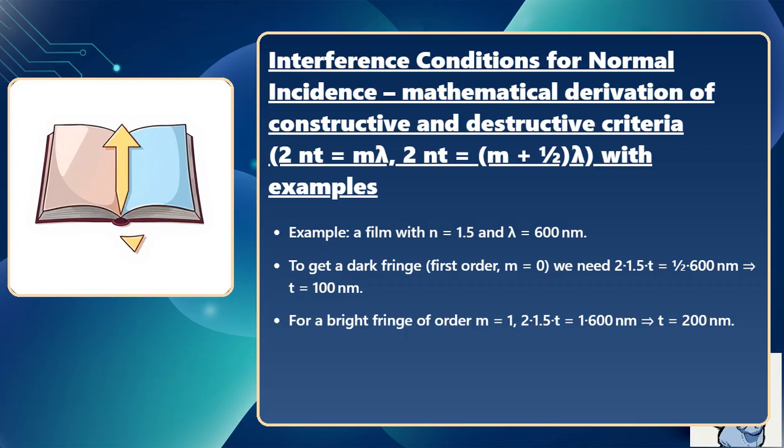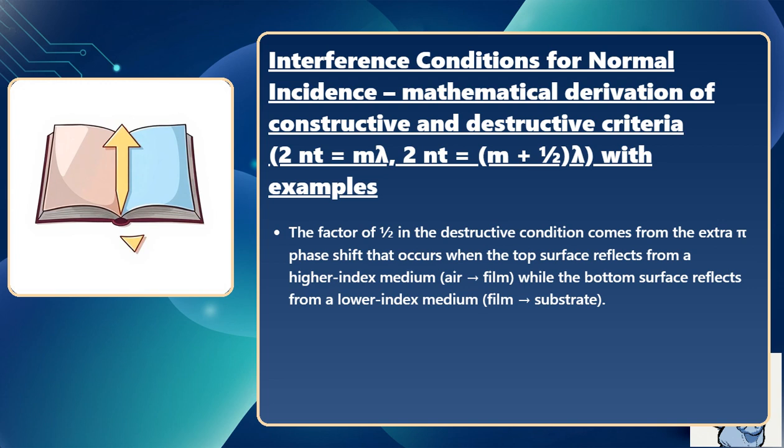t equals 200 nanometers. The factor of 1/2 in the destructive condition comes from the extra pi phase shift that occurs when the top surface reflects from a higher index medium, air to film, while the bottom surface reflects from a lower index medium, film to substrate.